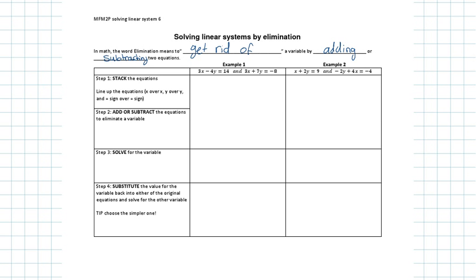Okay? So you're going to write the first equation, and under it you're going to write the second equation, x under the x, the sign under the sign, the y under the y, the equal under the equal, and the number under the number. They have to be under each other, same order. Okay? So I'm going to write my first equation, 3x minus 4y equals 14. And I'm going to write my second equation right under it in the same order. So I have 3x plus 7y equals negative 8. You see how my x's and my y's and my equals are lined up?